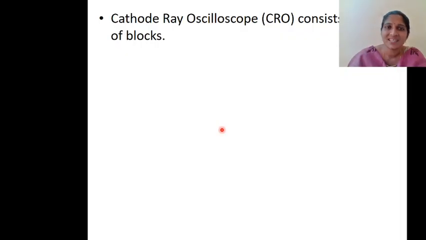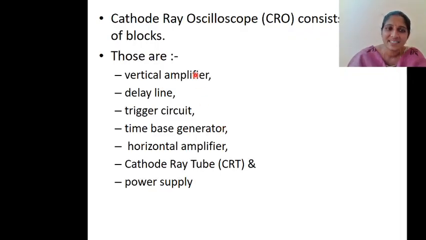So CRO basically consists of a set of blocks. What are those blocks? They are vertical amplifier, delay line, trigger circuit, time based generator, horizontal amplifier, CRT, power supply. So we shall study one by one now.